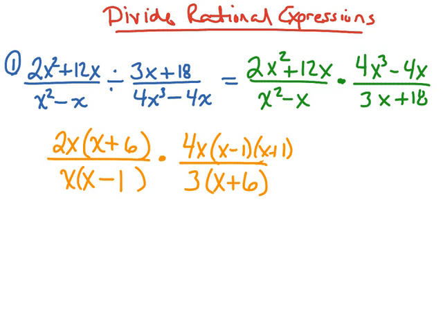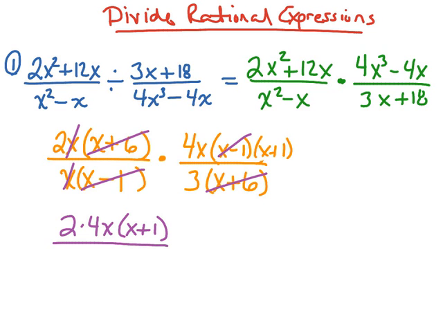Now I'm going to go through here and see what I can cancel out. I see an x and another x. I see an x plus 6 and an x plus 6. I see an x minus 1 and an x minus 1. And it looks like that's all we can cancel. So what I'm left with for my numerator is 2 times 4x times an x plus 1 all over 3.